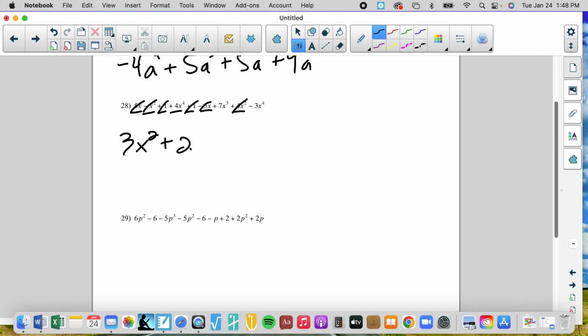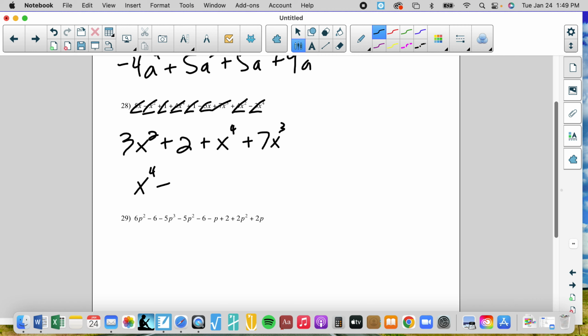Now x to the fourth. Here's the pair. That gives me +x to the fourth. We have 4 and -3 makes +1. I don't write 1x to the fourth. Those are done. And then 7x to the third doesn't have a partner. So I know which ones I've completed by doing that cross out. Nothing gets left and I don't duplicate, and that's a nice way of keeping track.